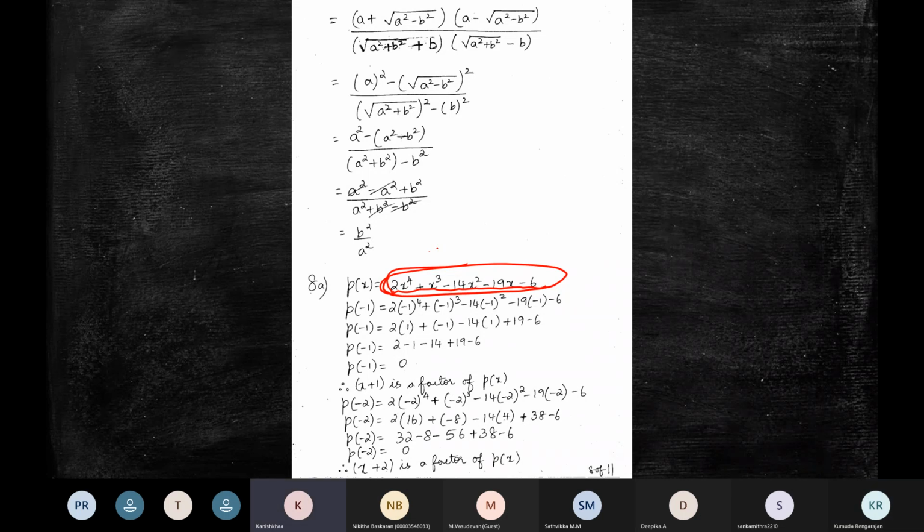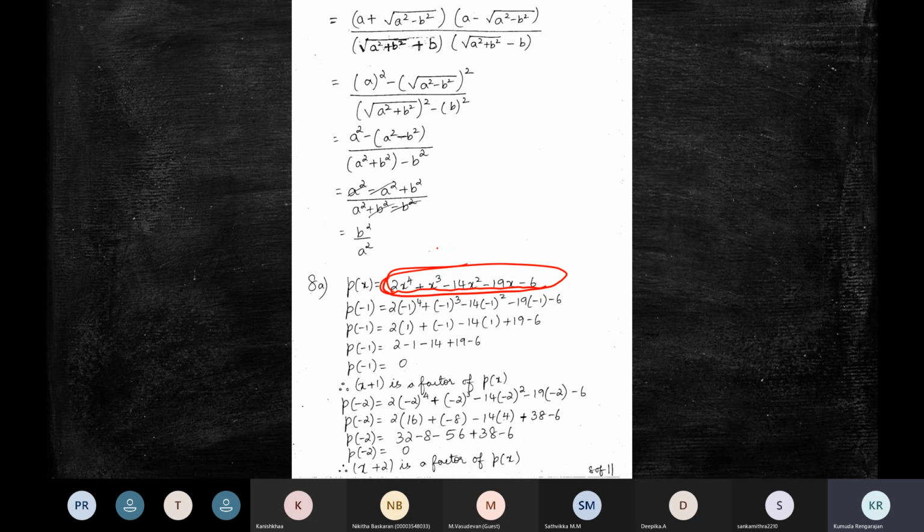First, we need to find a factor by the factor theorem, ma'am. And then we have to do it by long division, ma'am. The factor should be divided by long division. Only one factor? No, ma'am, two factors. You have to find two factors.